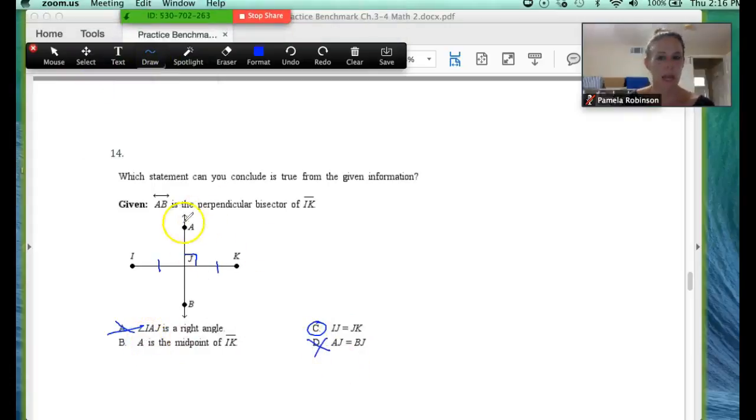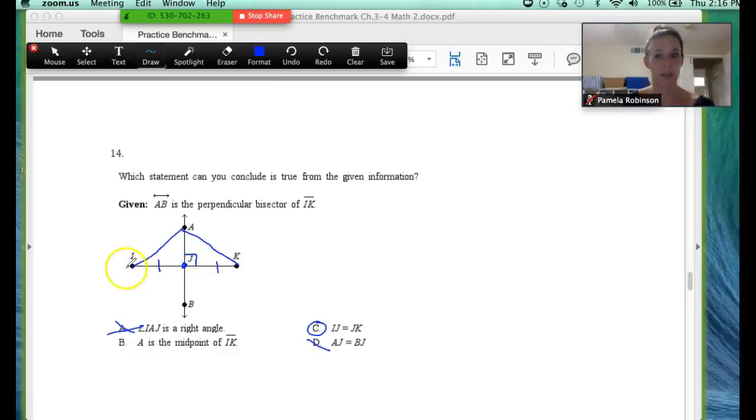Come back to B. A is the midpoint of IK. Well, A is on the perpendicular bisector, so we do know this length will be congruent to this length. However, is A the midpoint of IK? No, it would be J.